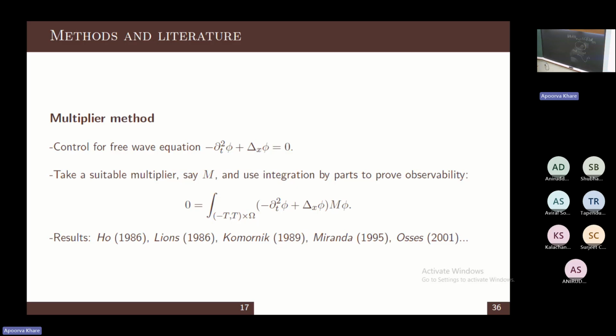We will see at least one case of what the multiplier is, and then you do integration by parts, use energy estimates, and then try to prove this kind of observability. Some of the results in this direction were obtained by Ho and Lyons. So again, the HUM method that Lyons developed was from this paper, and other people have also built on this. We will look at what Ho and Lyons have done in a few slides. But I'll just mention that although it was the first method that was used, it's very specialized. So you can't expect to use this method to solve control problems in the most general sense.